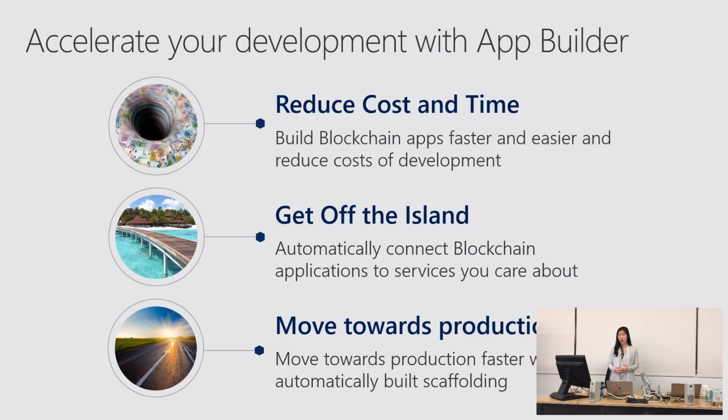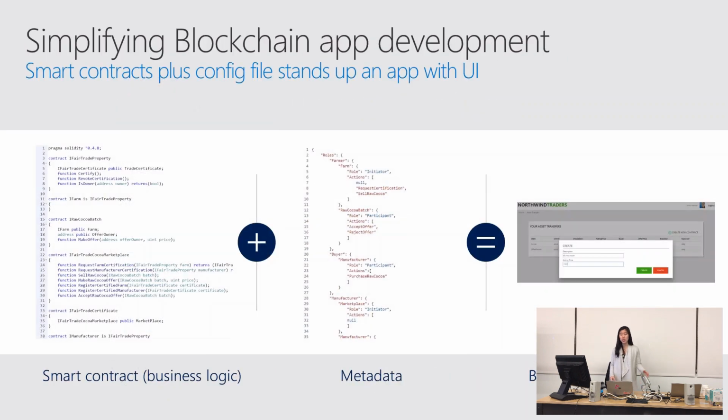The idea with App Builder is that it sets up all of this for you, so you don't have to do it yourself. All that scaffolding is set up for you, and once you deploy Application Builder, all you have to do is focus on writing your smart contract business logic and provide a set of metadata, which will inform the UI visualization. Once you provide these two sets of data, then you have an end-to-end working blockchain application.